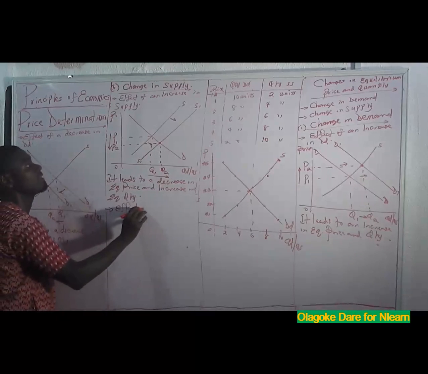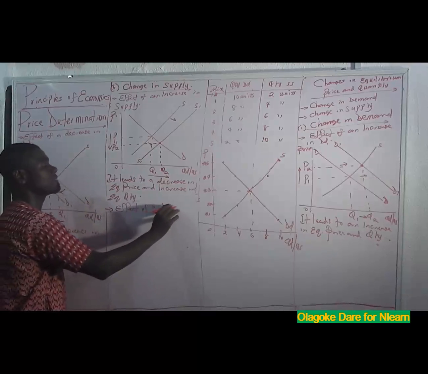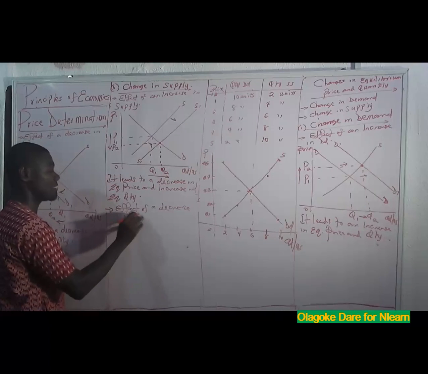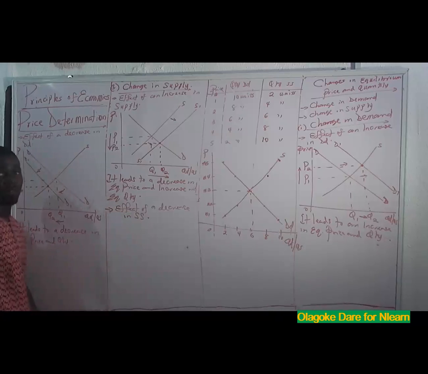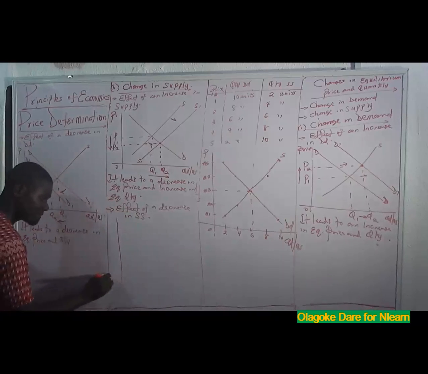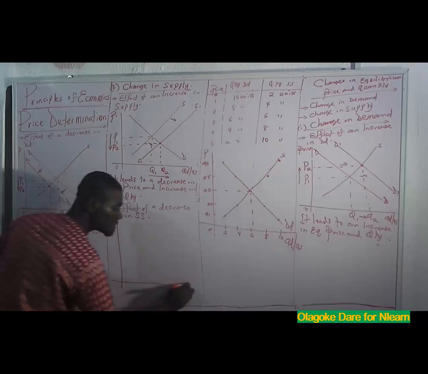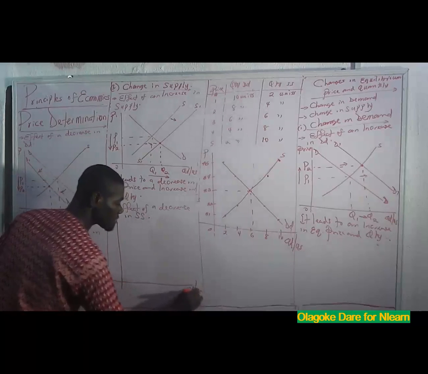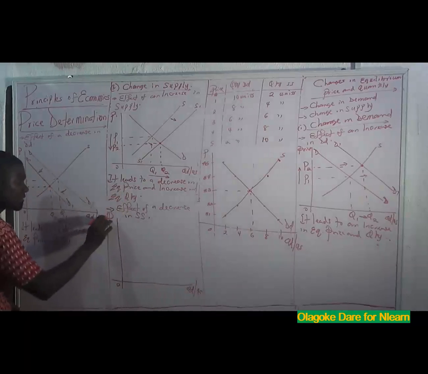Effect of a decrease in supply. When we have a decrease in supply, look at it. I have it like this, quantity demanded/quantity supplied, zero, price.